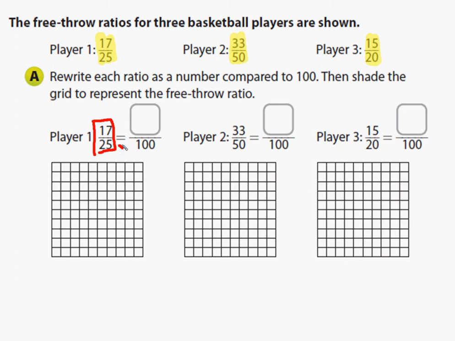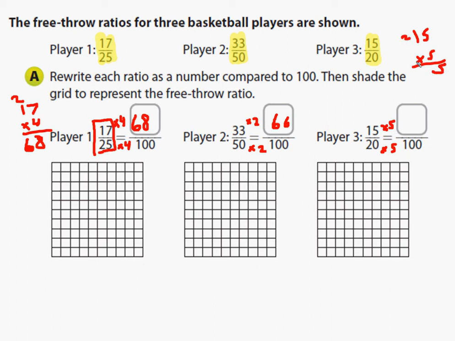Okay, so 25, I know 25 times 4 is 100. So I multiply the bottom by 4, I multiply the top by 4. So 17 times 4 equals 68. So this is going to be 68 out of 100. Now player 2, 33 50ths. I know 50 times 2 is 100. So I multiply the top times 2. 33 times 2 is 66. And 15 20ths. I know I can multiply 20 times 5 and get 100. So if I multiply 15 times 5, I get 75.